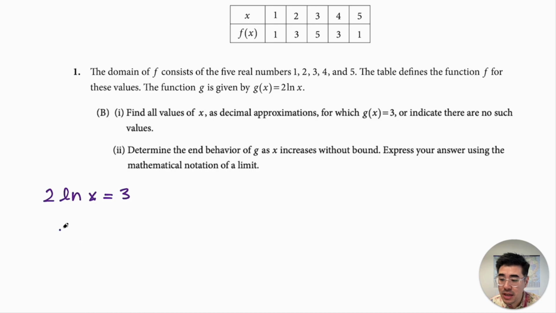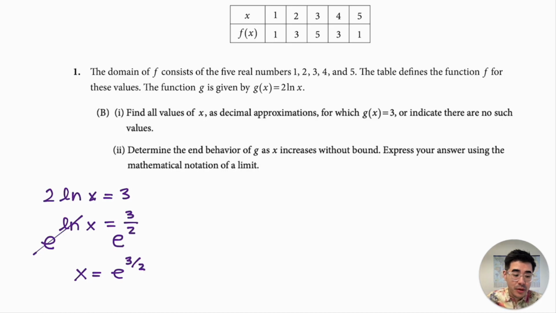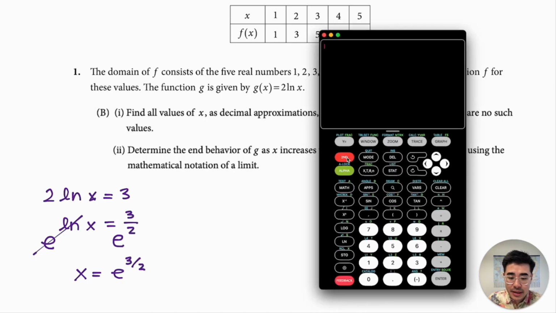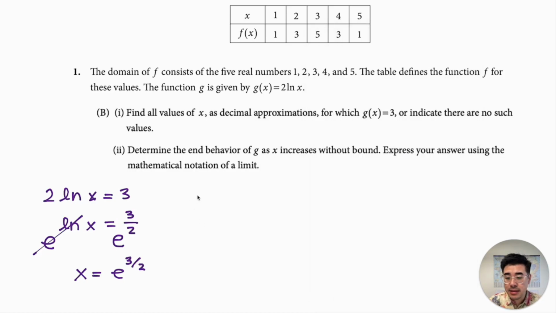Next step is to divide both sides by 2, so I get ln of x is equal to 3 over 2. Now, to invert or cancel out this natural log, we're going to raise both sides to the base of e. Remember that e is the inverse function of log. And so then we get x is equal to e to the 3/2 power. Now, we go to our calculator, and we're going to plug in e to the 3/2 power. And then we get 4.482. Remember, on the precalc test, they want 3 decimal places.